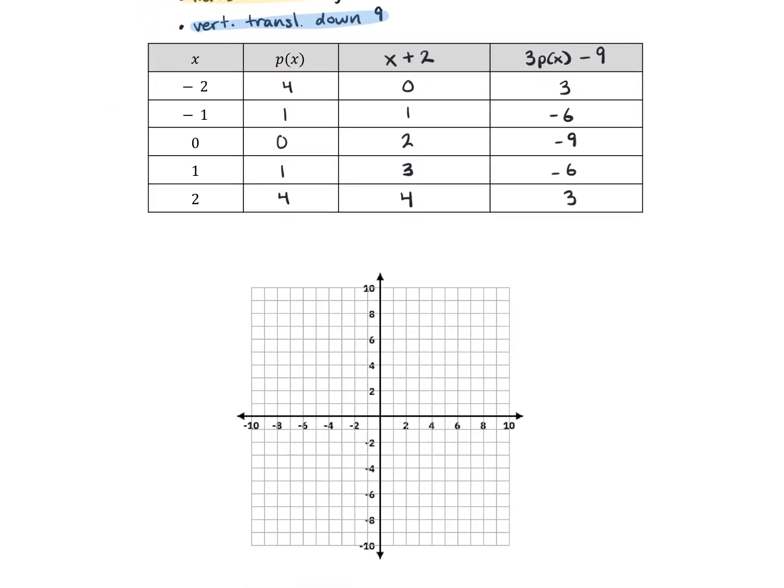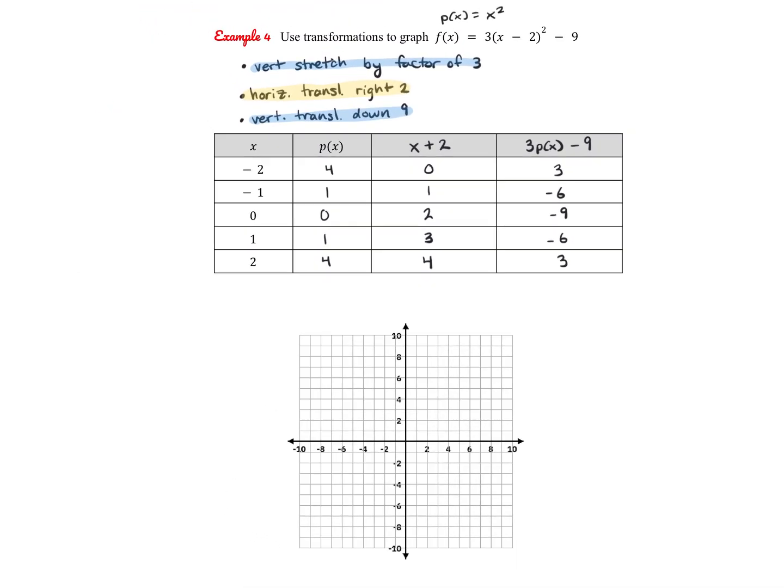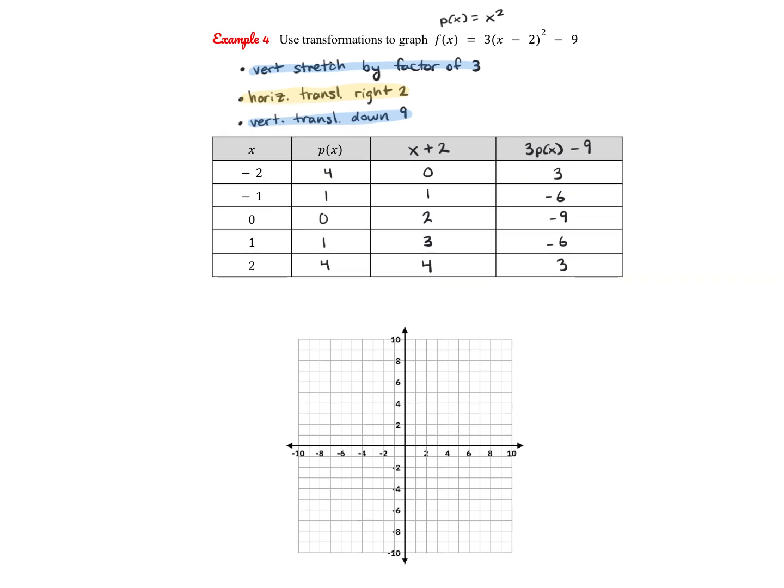So now I'm going to plot those new coordinates. So we have 0, 3, 1, negative 6, 2, negative 9, 3, negative 6, and 4, 3. And we know that makes that U-shaped graph, just like our parent function.